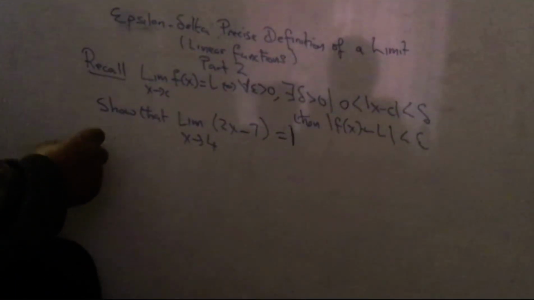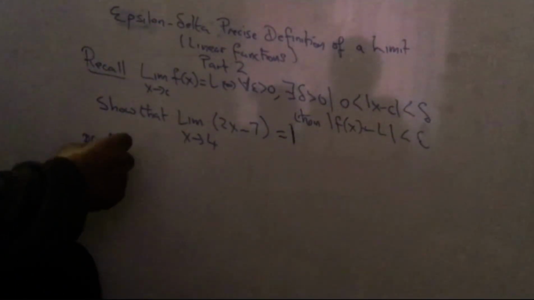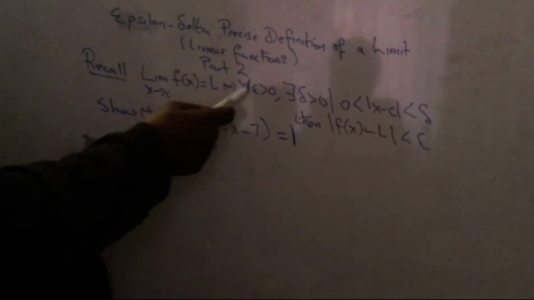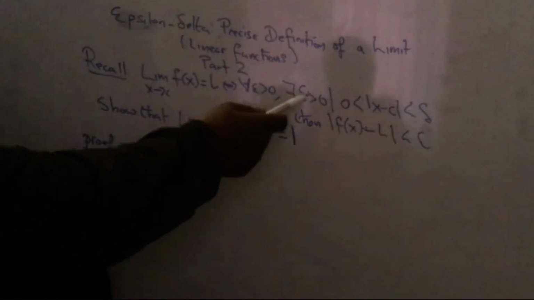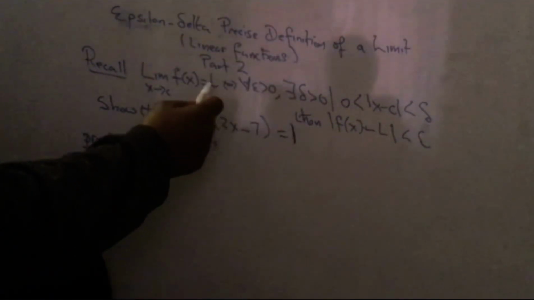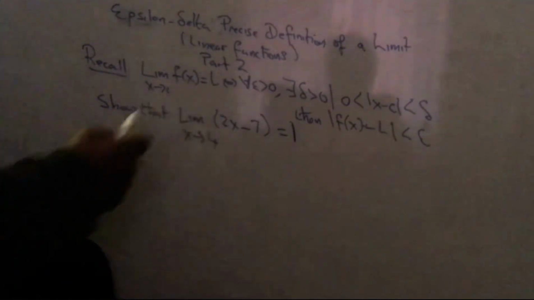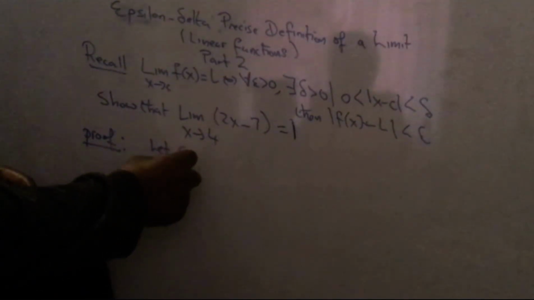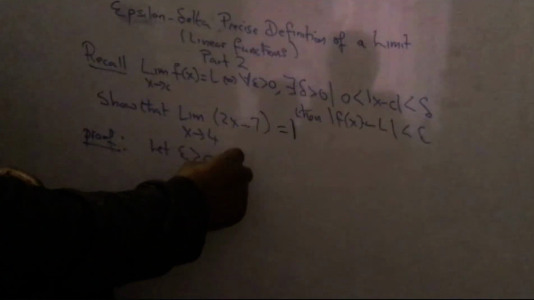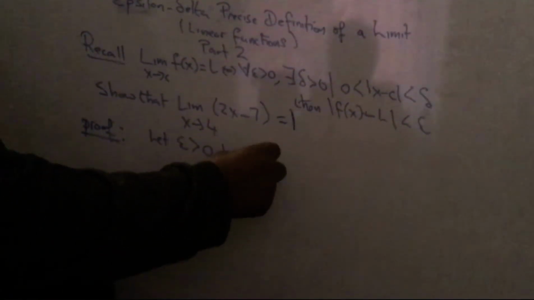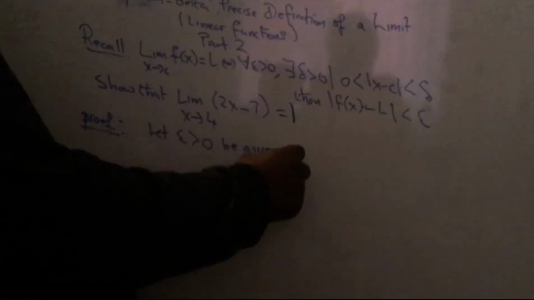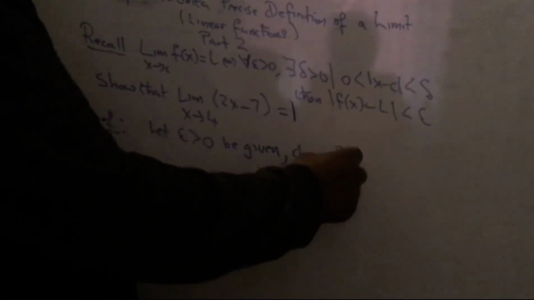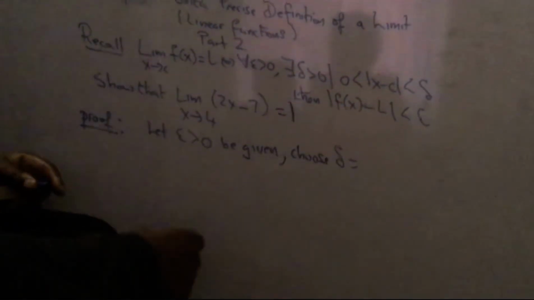Let's write down the proof. The object of this exercise: we're given an epsilon and we need to find a delta that will work for any given epsilon. So the proof we're going to write down: let epsilon be greater than 0 be given. Okay, and we're going to choose a delta. That's what we have to find.